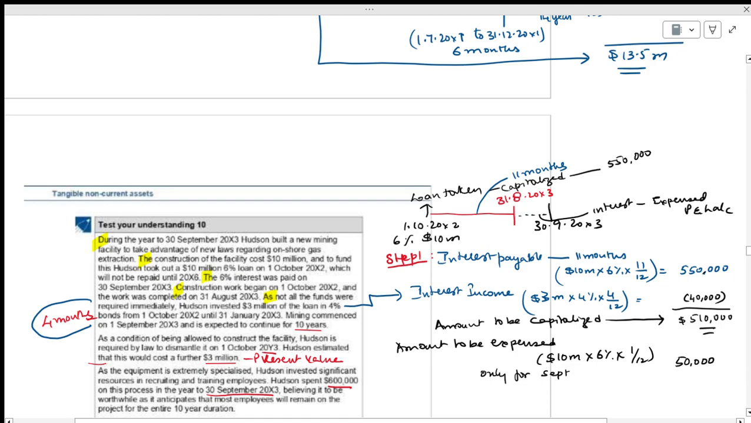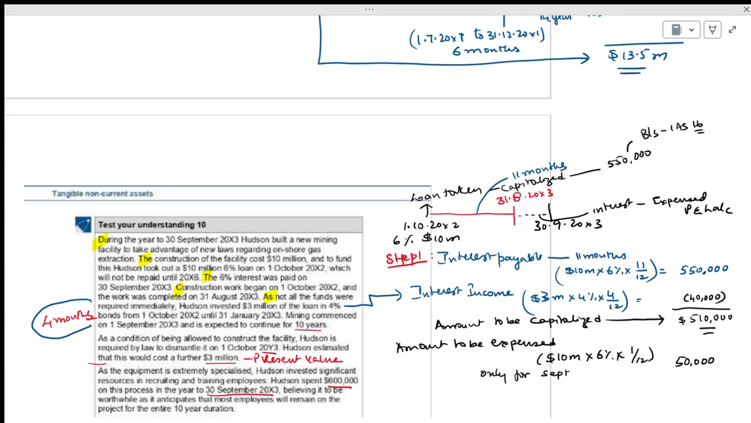Are you understanding? The moment we have completed, where are we going to show this? We are going to show this in the balance sheet. We add it to IAS 16, property, plant and equipment. And this amount we show in the profit and loss account. This is the treatment of expense.